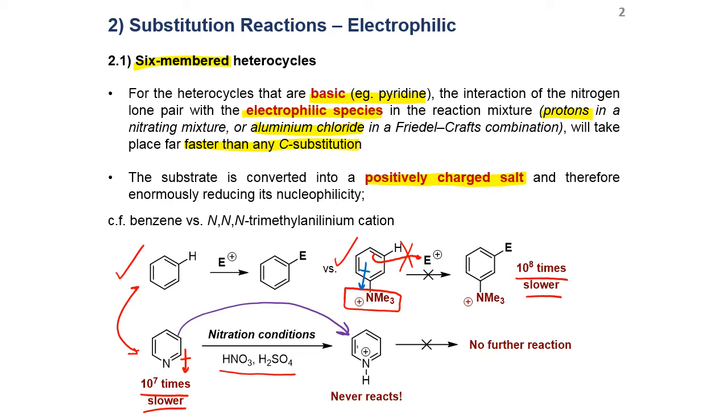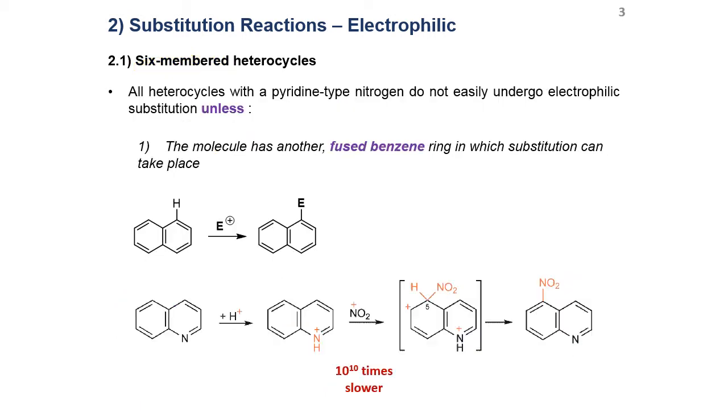And because you now have the positive charge, it pulls the electron from the aromatic system even more, and therefore it is even worse than the pyridine itself, and therefore there is no reaction for the nitration using this condition. So from the reason that I mentioned in the previous slide, the heterocycles with a pyridine type nitrogen do not easily undergo electrophilic substitution, but there are some exceptions.